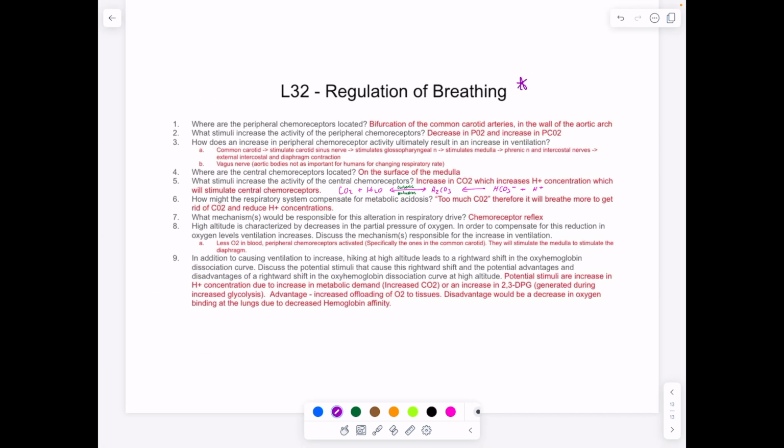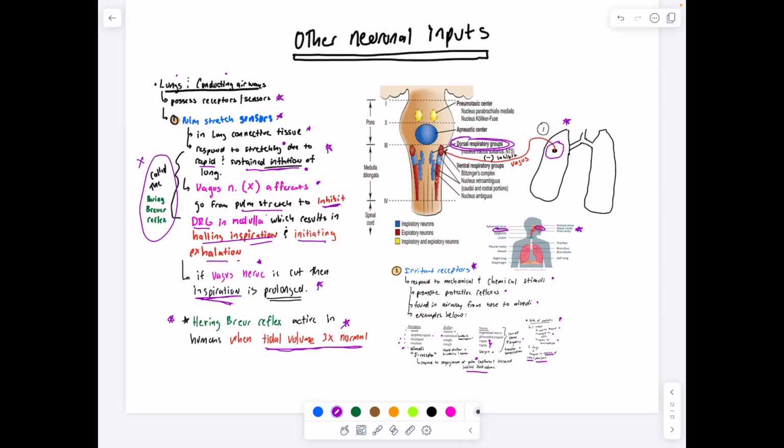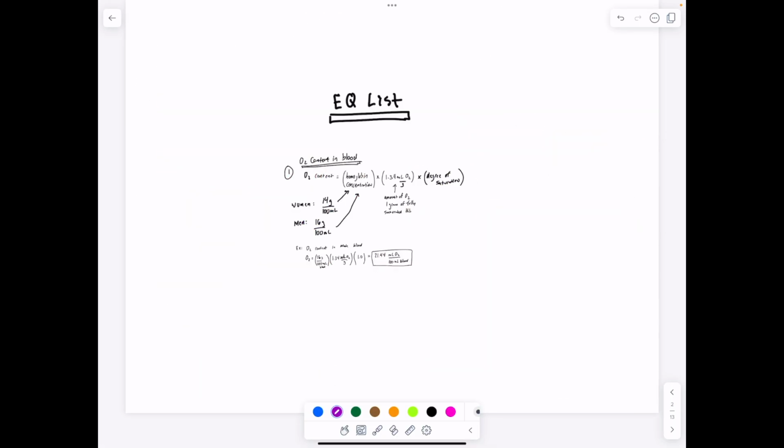We do have some review questions for this particular lecture, and they're in the review document, so I encourage you to look at them. And that's it. Just a quick reminder, we have our singular equation for O2 content in blood, milliliters of oxygen per 100 milliliters of blood overall.